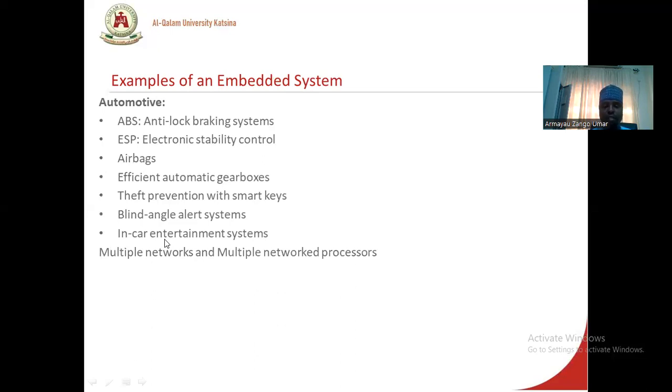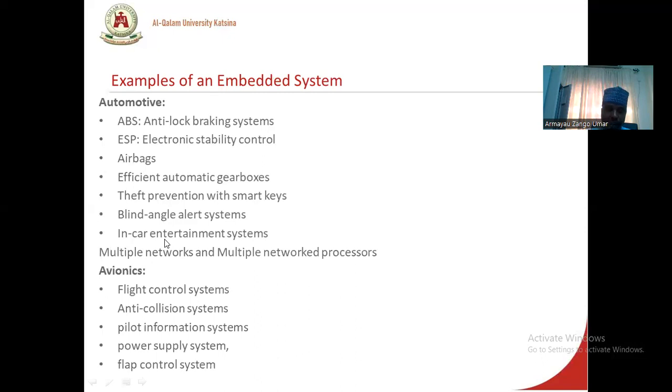So there are multiple networks, and mostly microcontrollers or processors are being networked in order to make them communicate and achieve a common goal. We have another example in the avionics domain. We have flight control system and collision system. This is just like the way blind angle alert systems in cars operate, and collision systems use radar to detect moving aircraft so that two aircraft will not collide with each other.